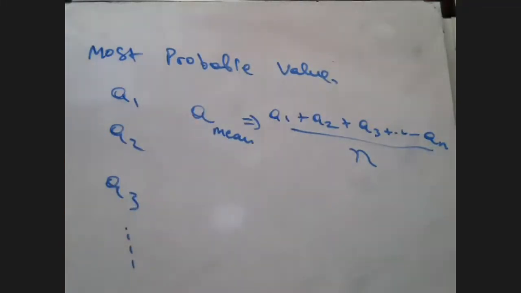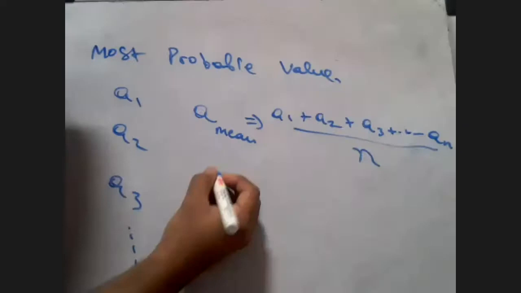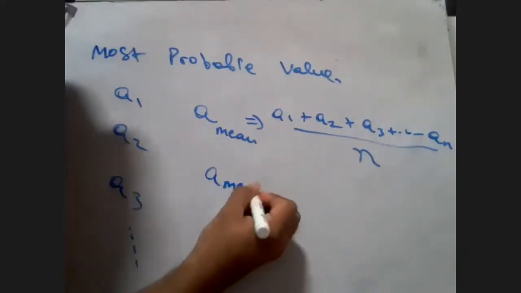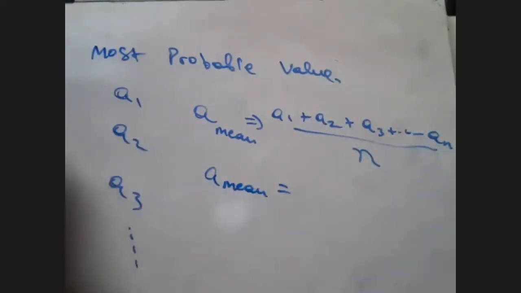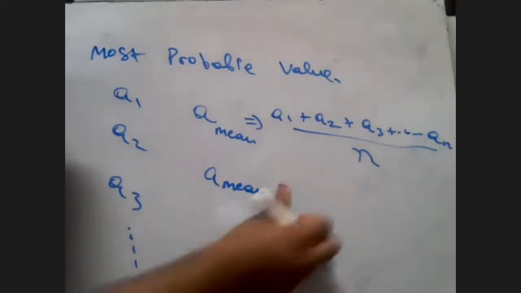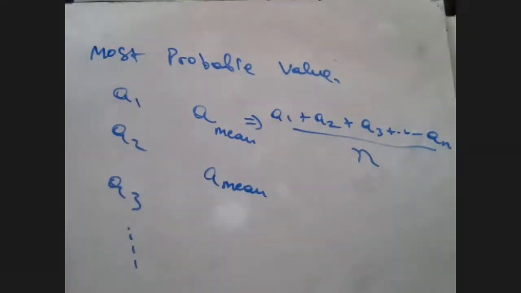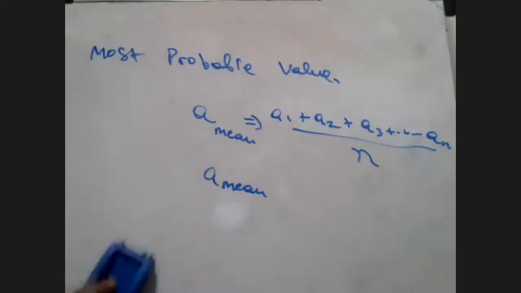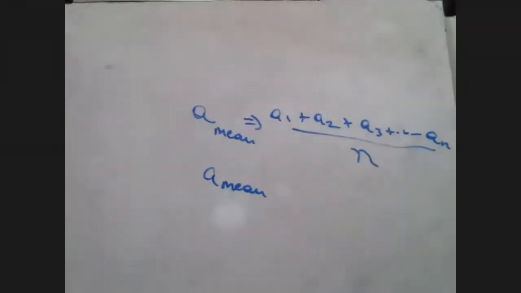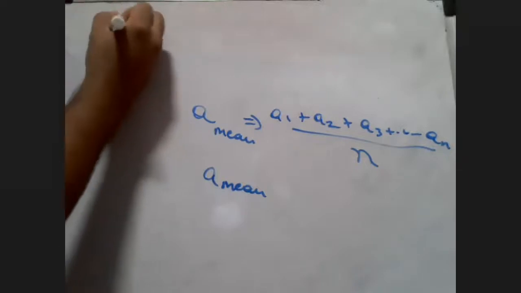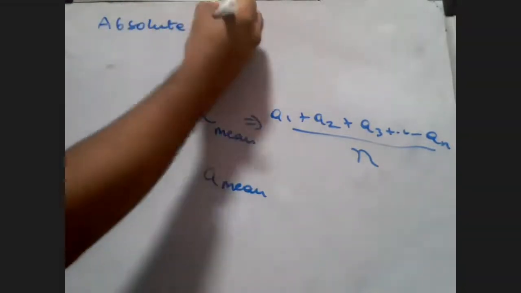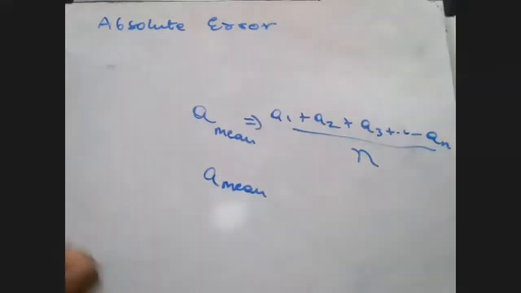But what is the meaning of absolute error? For example, whatever average value you got, let's call that A mean. A mean is the average of all the measurements that you have taken. And if I'm asking you what is absolute error, it is absolute value minus mean. Absolute error will be what?